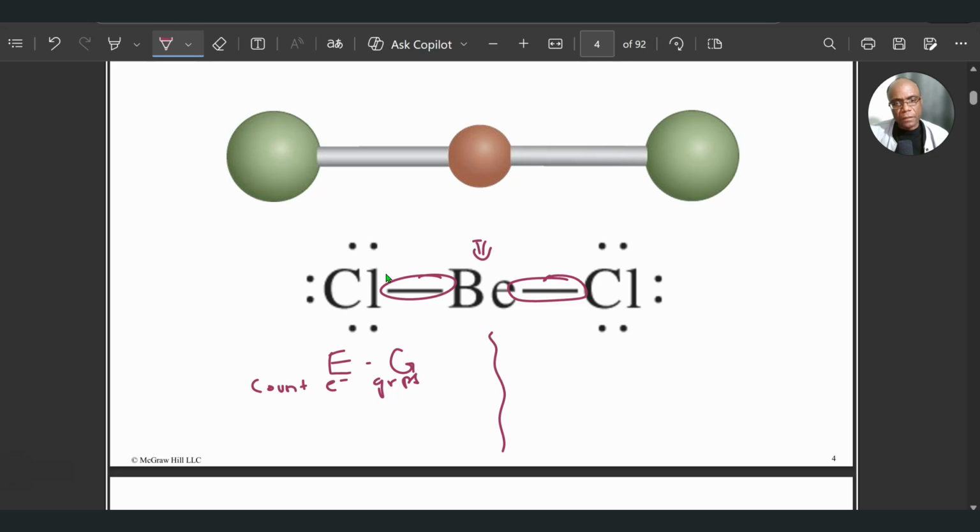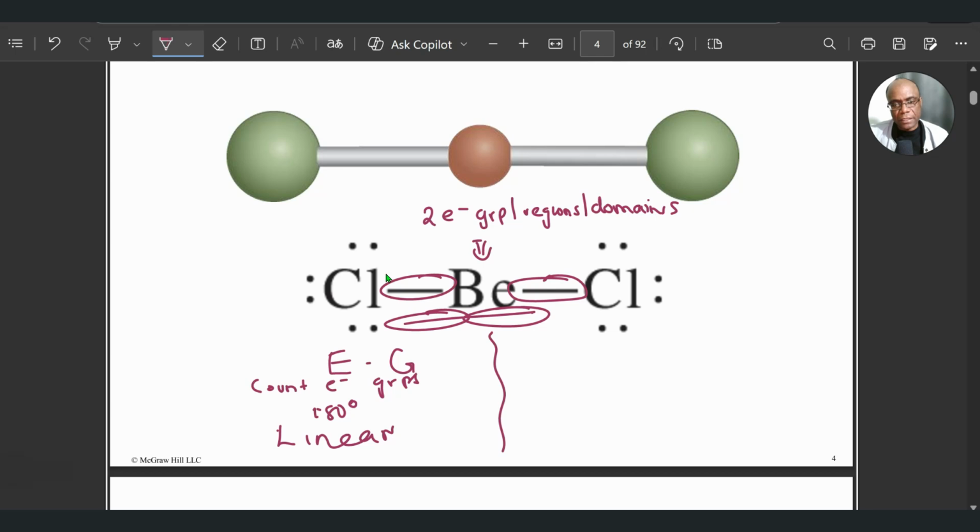And therefore, since I have two electron groups, what someone will call regions, another person will call a domain, two electron domains. Therefore, I expect that the bond angle is going to be 180. The electronic geometry for sure is going to be linear because you're just connecting the two balloons. They're on the straight line.